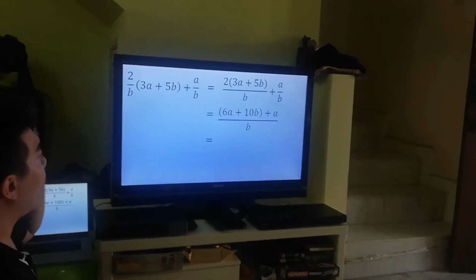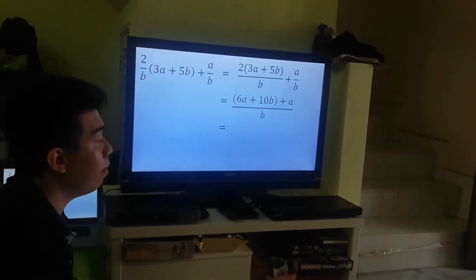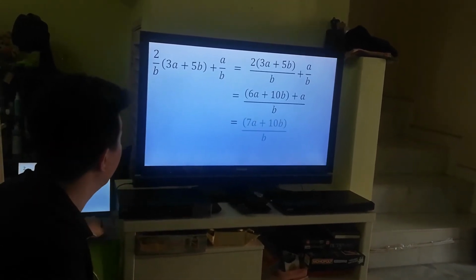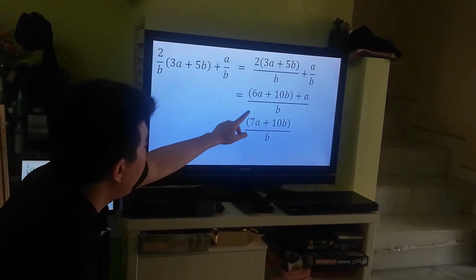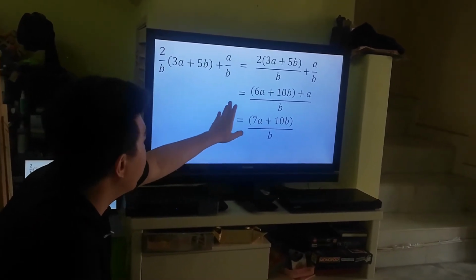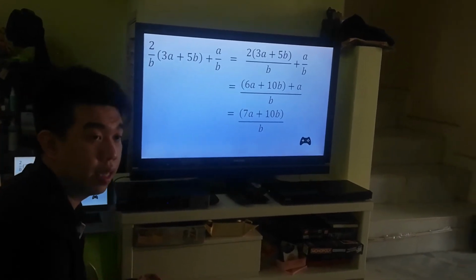After that, you multiply the 2 inside. You get 6a plus 10b, plus a over b. After that, you combine the same terms. a and a, b and b, but there's no b, so it's 6a plus a, you get 7a. So that's the final answer.